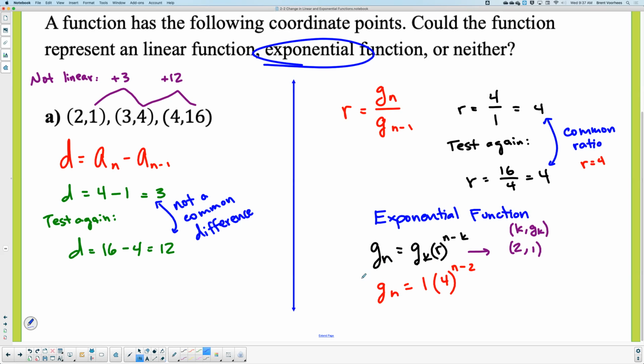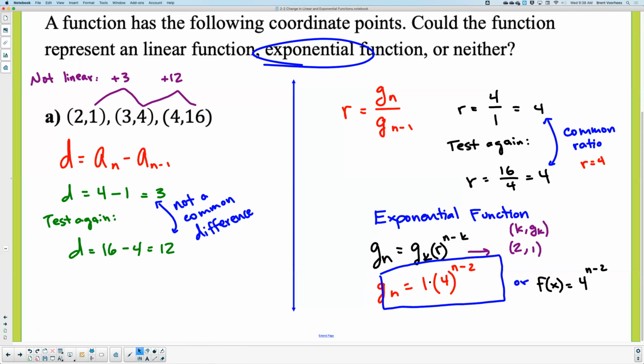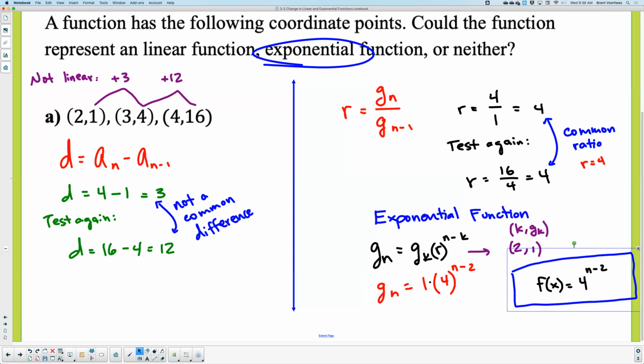And that would be our equation right there. Now that's in as a sequence. If you want to write it as a function, and that's probably how they want it, as an exponential function, you would just change it to, instead of GN, you would say f of x equals. Do I need to include that 1? No, so you can just write it as 4 to the power of N minus 2, like that. And you can say that's the exponential function right there. I'm going to move that over. And that's your answer right there.